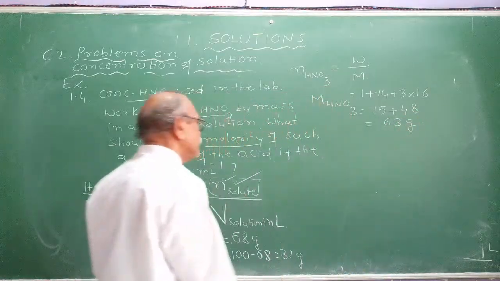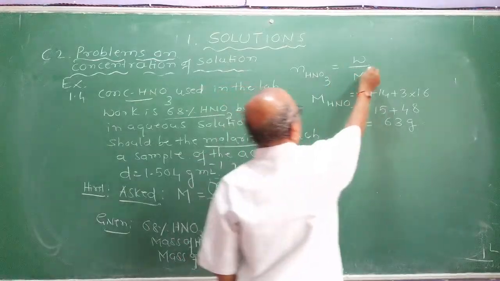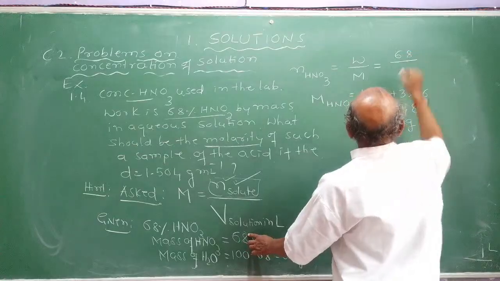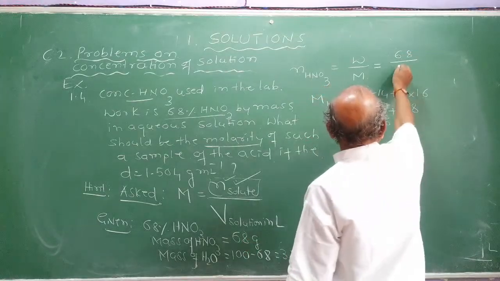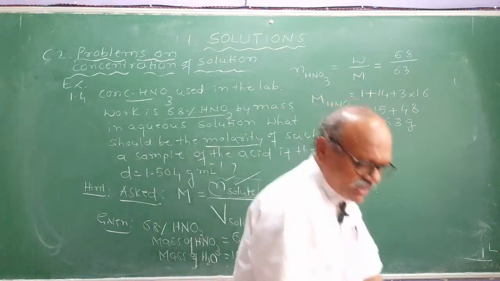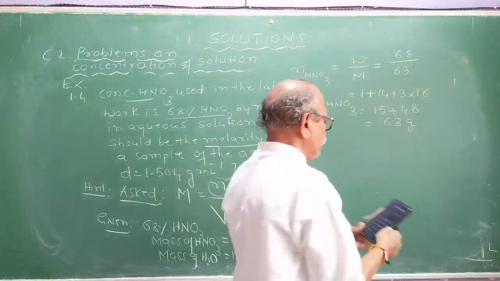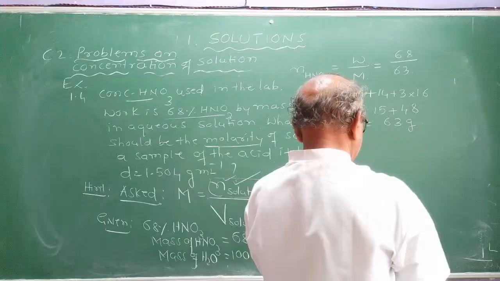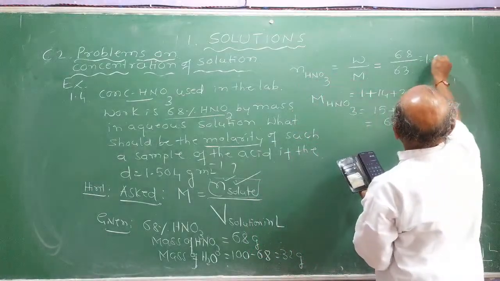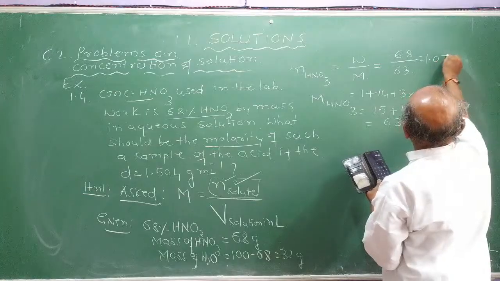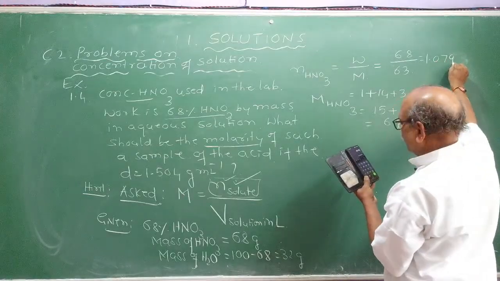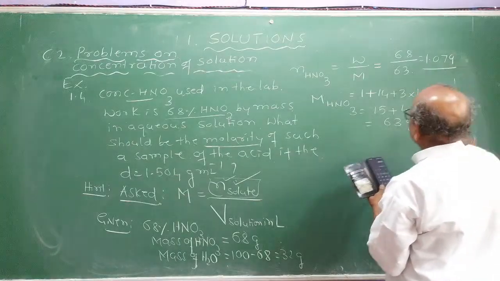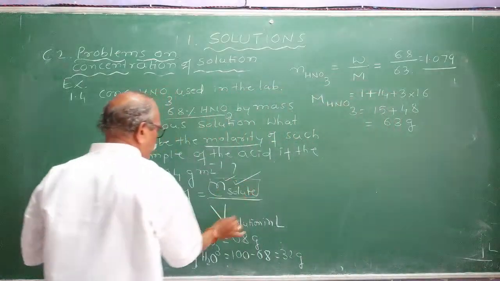Okay, 63 grams. Now you calculate the number of moles. What is the mass of the nitric acid given to you? 68, divided by the molecular weight 63. Divide 68 by 63, you will get the number of moles of the nitric acid. Easy question, but you have to practice it. Using a calculator you will get 1.079, up to 3 decimal places is sufficient. And the numerator problem is solved now, right?